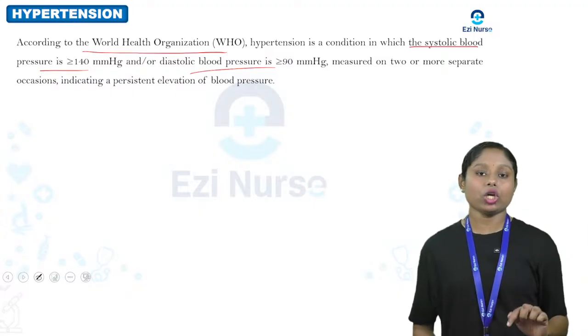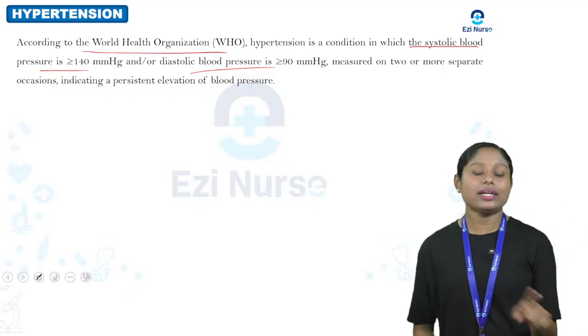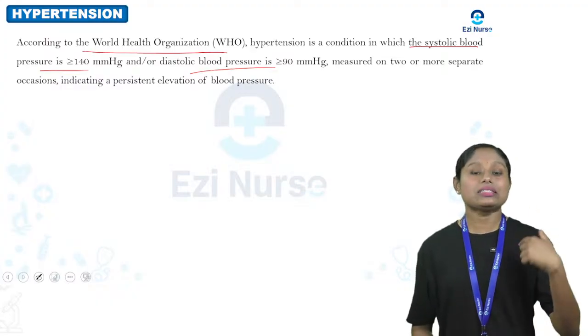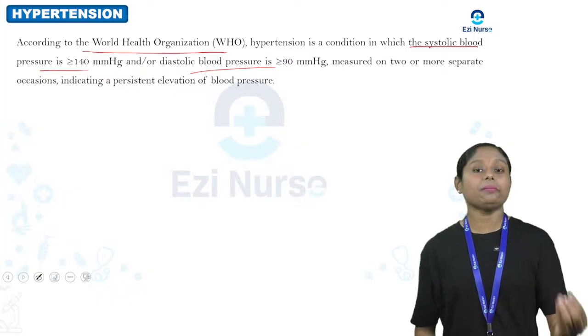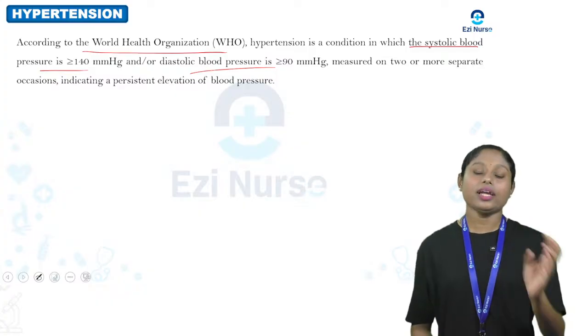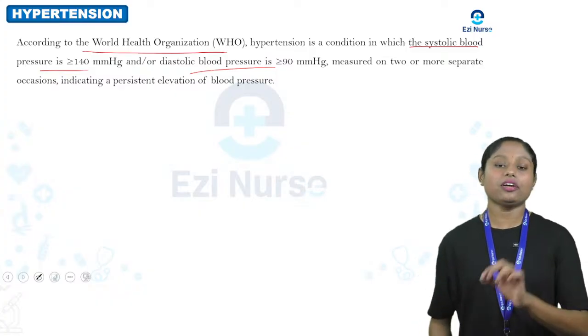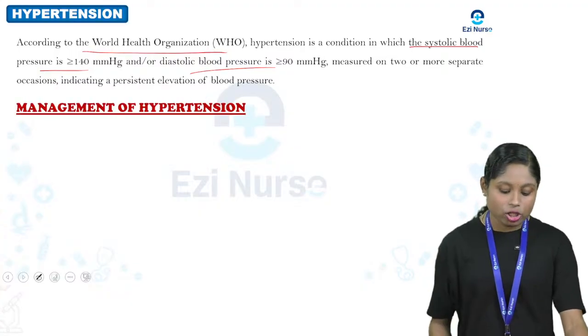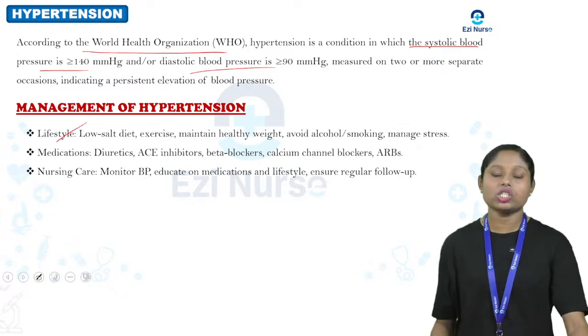So if you check your blood pressure one time and get 140/90, that does not indicate that you have hypertension. If the same reading comes two or more times, measured by a healthcare worker, then it is known as hypertension by the definition of WHO. So that's the definition of hypertension. Management of hypertension: lifestyle changes will be there.